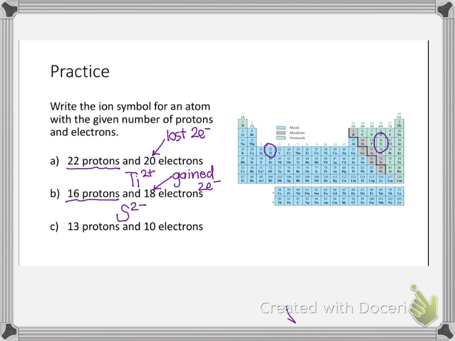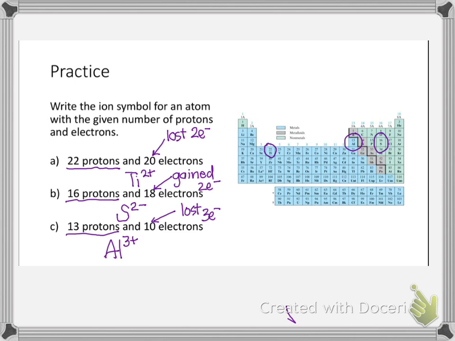And then letter C, 13 protons, so we go to number 13, that's aluminum. So that tells me the element is aluminum. Again, an atom would have 13 protons and 13 electrons. This only has 10. So the aluminum lost 3 electrons. When you lose electrons, you have a positive charge because you have more protons than electrons. And this element lost 3, so it would be aluminum with a 3 positive.